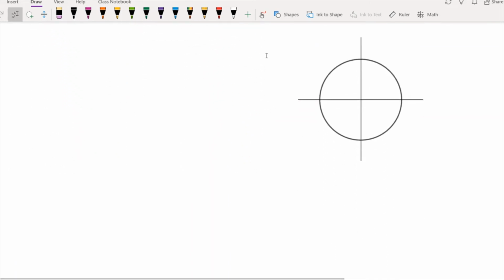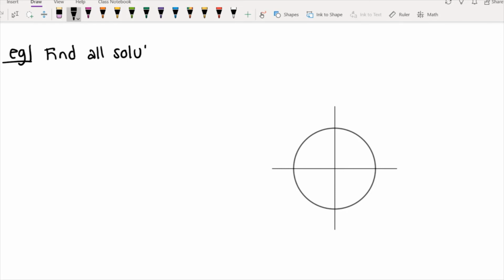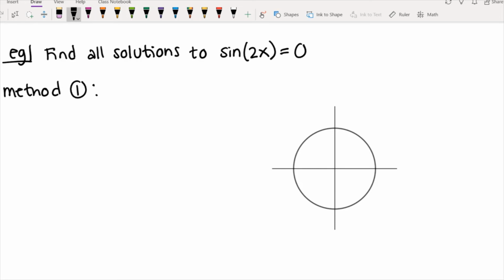All right, so one last example I want to do, and in this one we're going to see that there's actually two different ways to do it, and I just want to show you both of them. So let's say that we are trying to solve the equation, find all solutions to sine of 2x is equal to 0. So the first method we're going to use is we're just going to solve this exactly the way that we solved the last two examples we did.